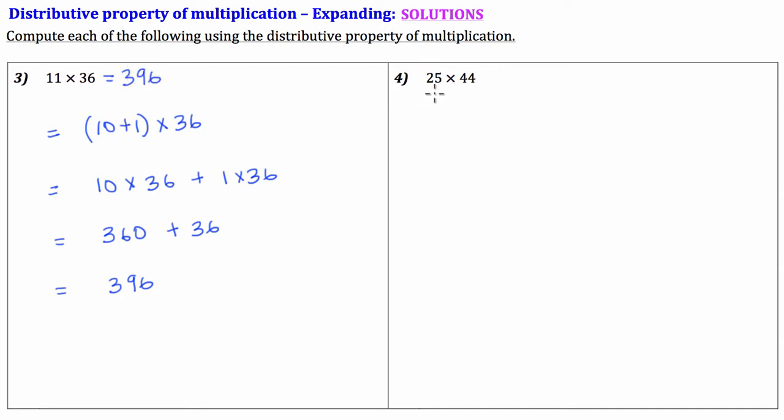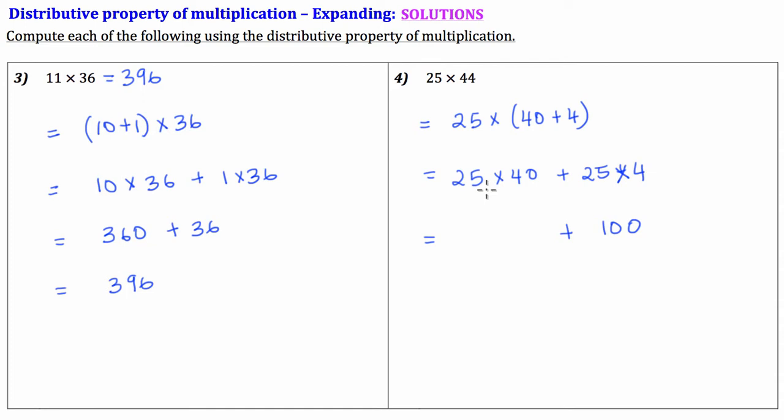The next problem is 25 times 44. And again, we can write this as 25 times (40 plus 4). And now we'll use the distributive property to say 25 times 40 plus 25 times 4. Now we know 25 times 4 is 100. So let's write that down here. So if 25 times 4 is 100, 25 times 40 is going to be 1000. And the sum is 1100.